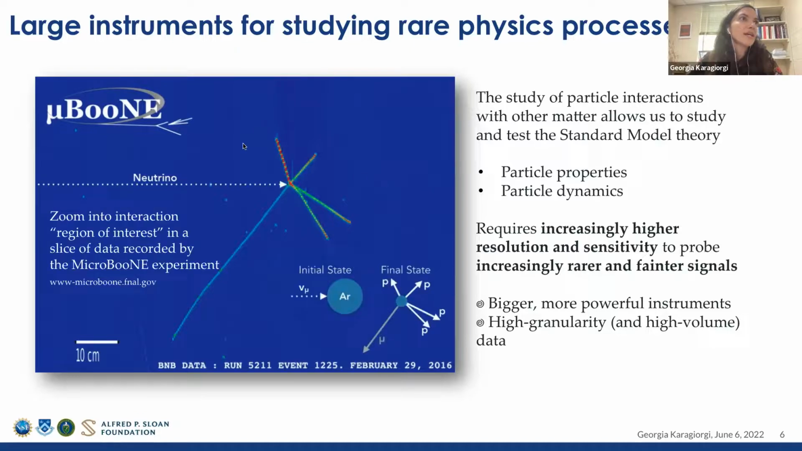In this particular interaction, from data recorded by the MicroBooNE experiment, the type of interaction that is happening is a mu neutrino interacting with an argon nucleus, neither of which we see as the initial state of the interaction. But what we do see is the final state of the interaction, which is the result of a number of protons kicked out of the argon nucleus, along with a corresponding flavored charged lepton. So the mu neutrino becomes a charged muon, which is seen here by this long line.